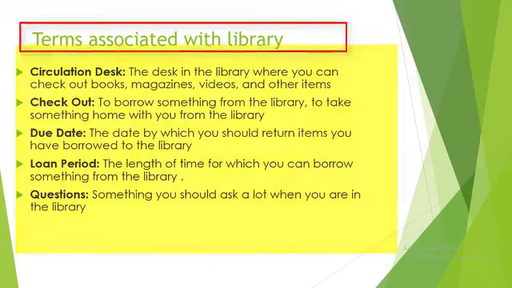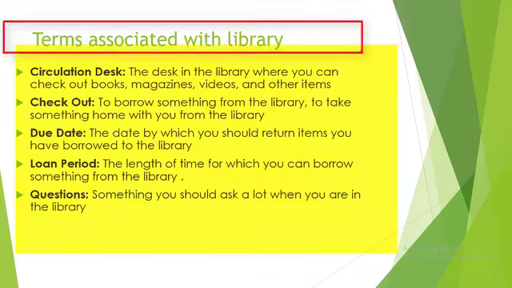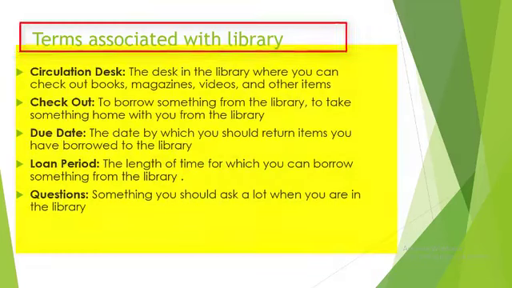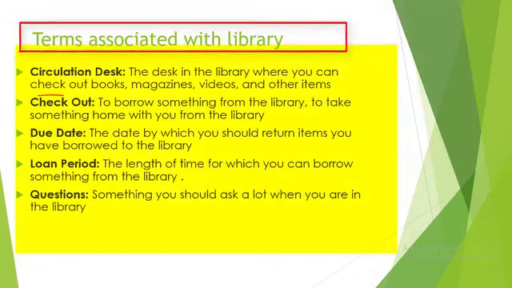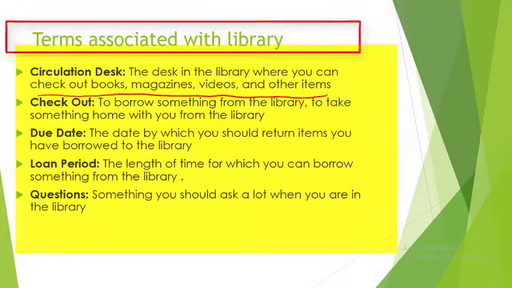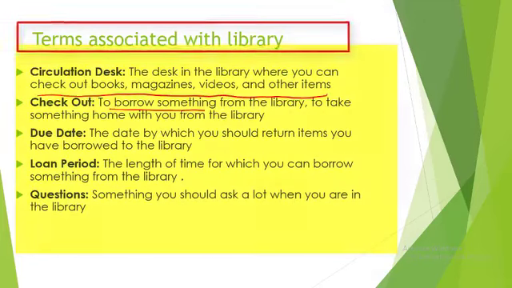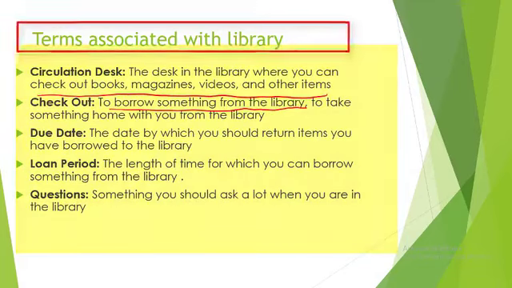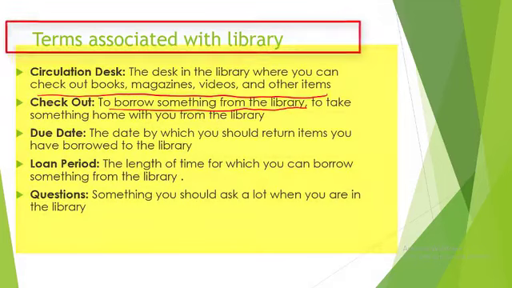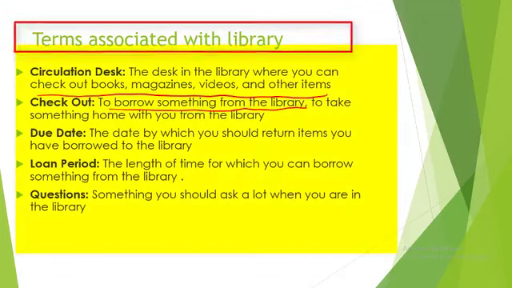Then we have the circulation desk. That is where you can check out your books. Don't leave the library with books without checking them out. To check out means to borrow something from the library that you can take home with you. Then there is a due date. The due date is when you should return the book or the item borrowed. The loan period is the length of time you can borrow things from the library.